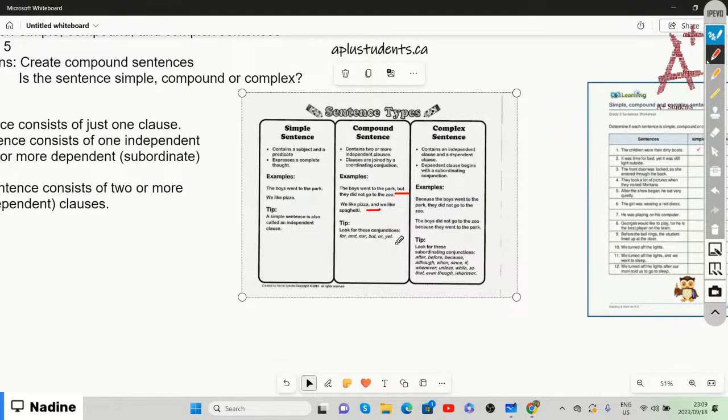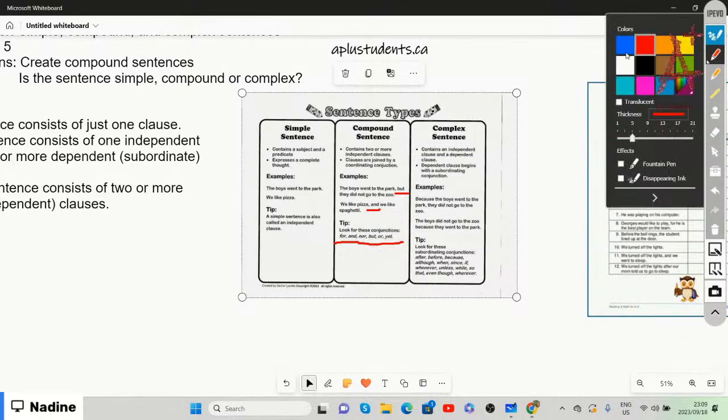And when it comes to coordinating conjunctions, our coordinating conjunctions are for, and, nor, but, or, and yet. But the most common ones that we mainly use are and, but, or. So those are the most common ones that we use in order to join either the sentences or the clauses.